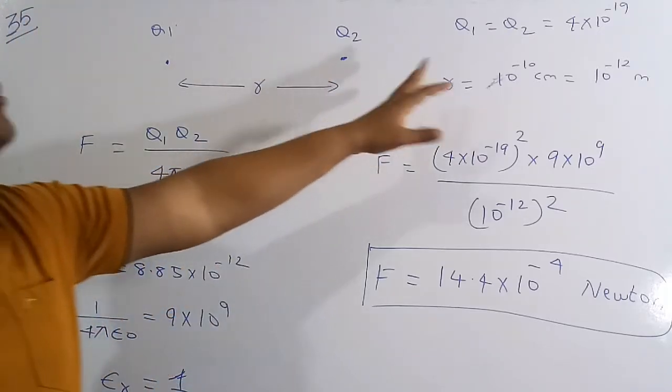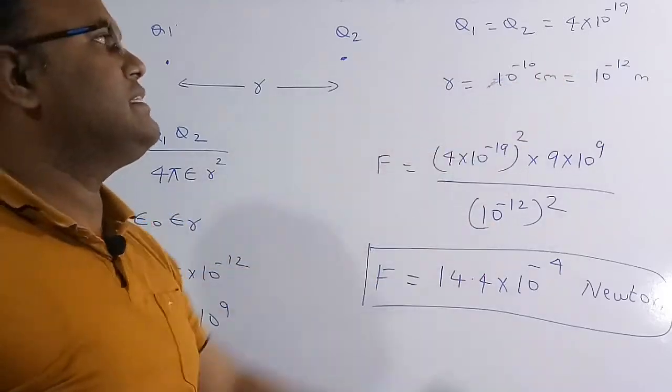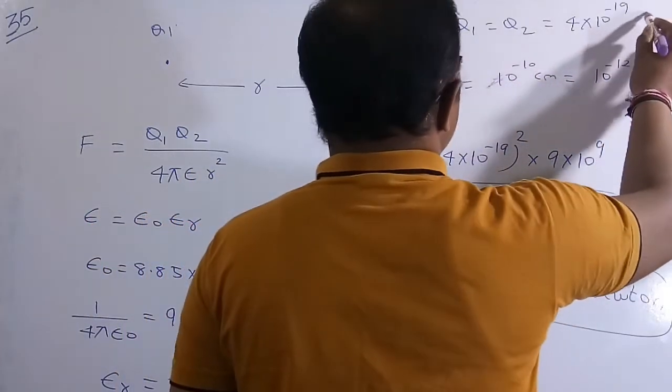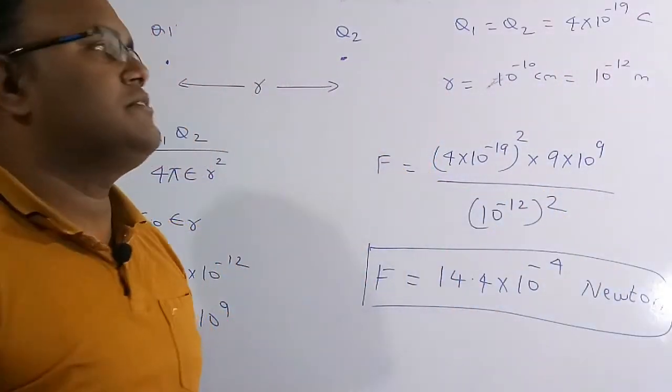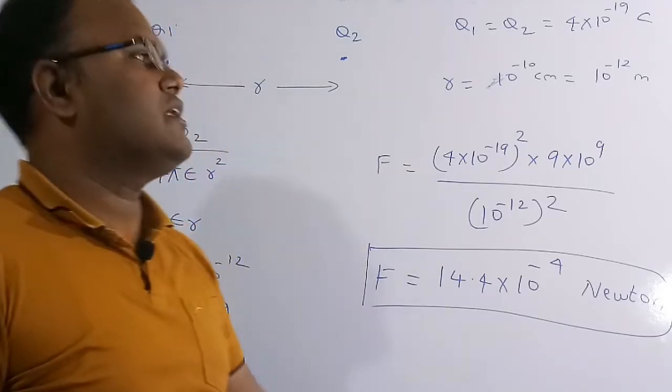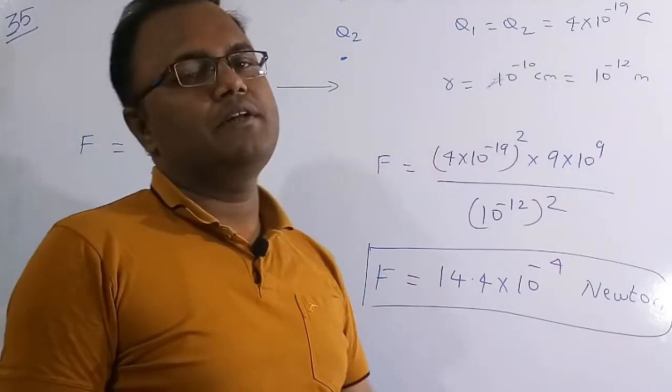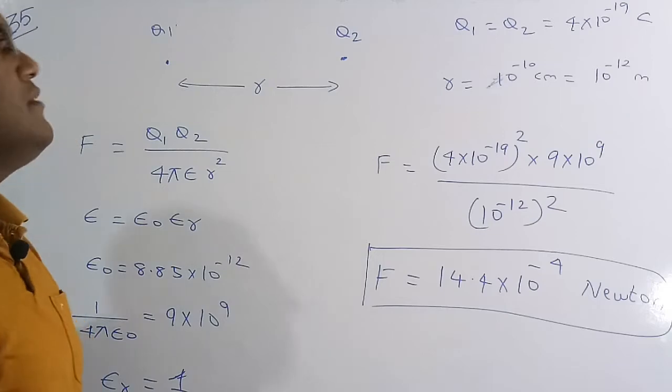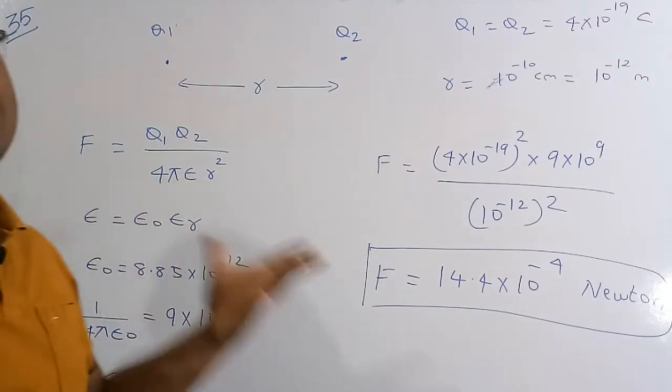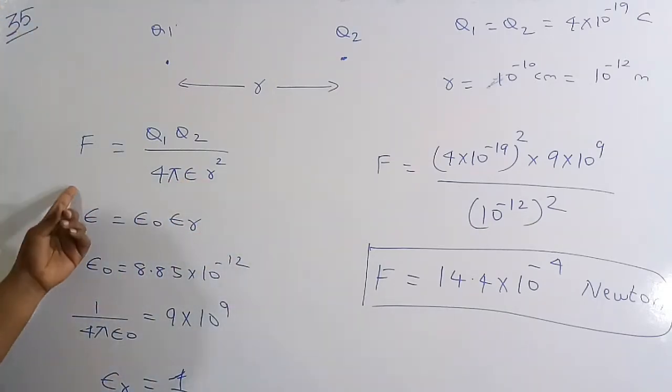So here Q1 is equal to Q2, which is 4 into 10 to the power of minus 19 coulomb, and the distance between the charges is 10 to the power of minus 10 centimeter. If you want to convert to meters, we get 10 to the power of minus 12 meter. Based on this data we have to find the amount of repulsion. This is called Coulomb's law.